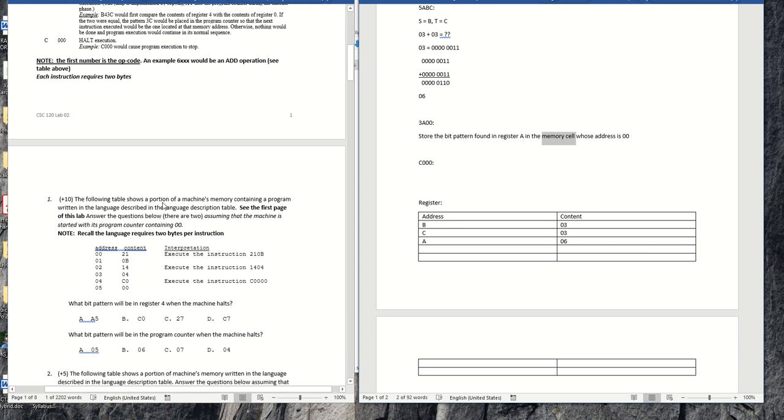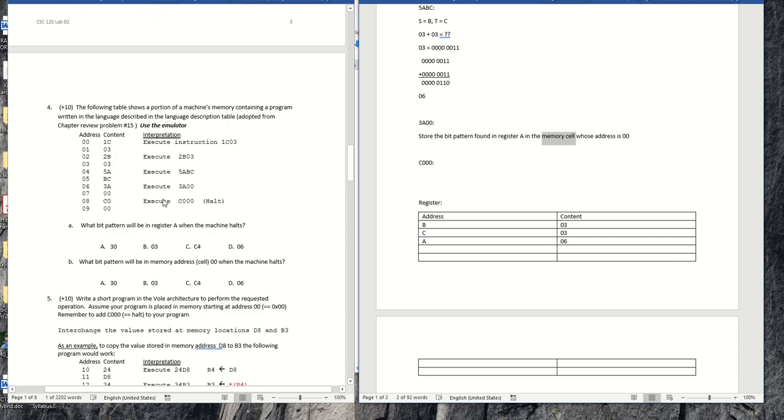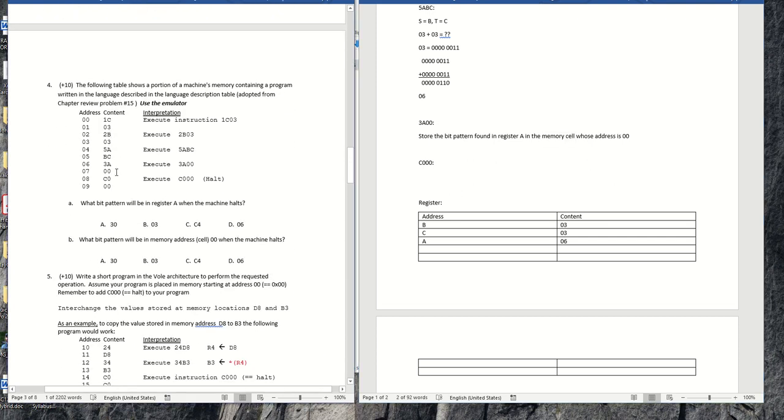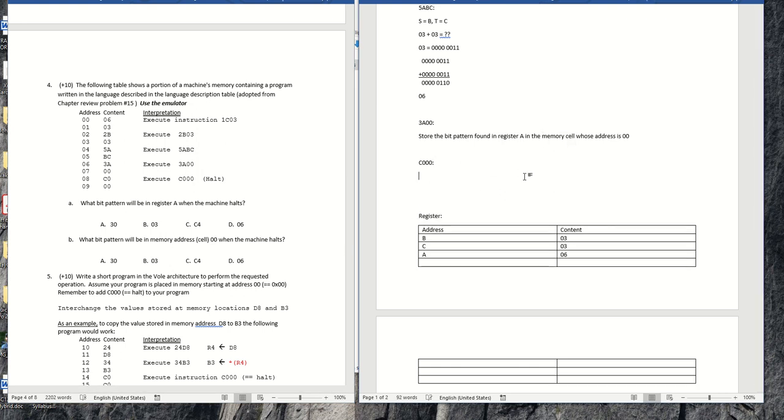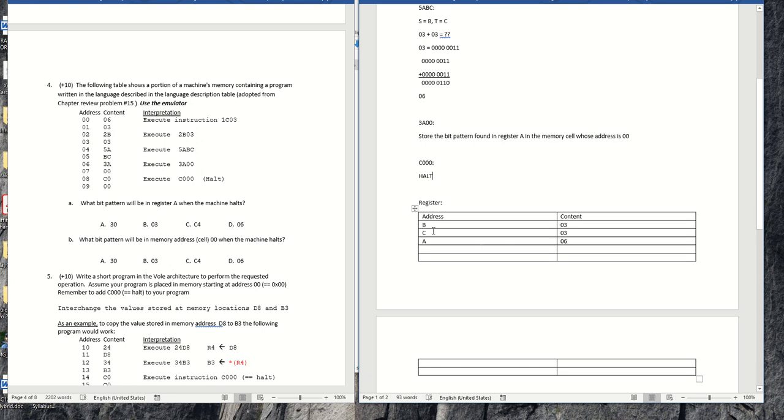So when you see the word memory, light bulb should go off. That's the main memory. So I'm actually changing the content at address 00. So that is no longer 1C, that is going to be 06, which is this value from register A. So the last instruction is the halt command, and our program is finished.